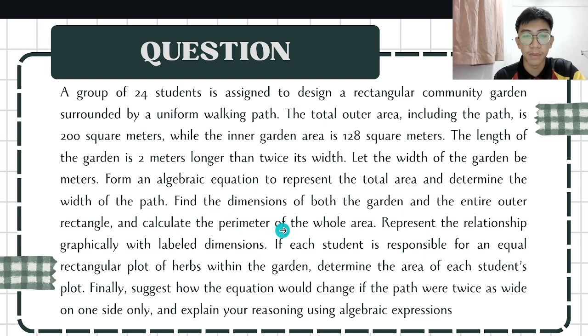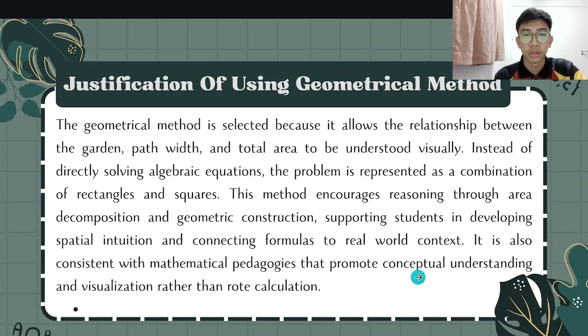Find the dimensions of both the garden and the entire outer rectangle and calculate the perimeter of the whole area. Then represent the relationship graphically with labeled dimensions. If each student is responsible for an equal rectangular plot of herbs within the garden, then determine the area of each student's plot. Finally, suggest how the equation would change if the path were twice as wide on one side only. So I'm going to use the geometrical method in this problem solving.